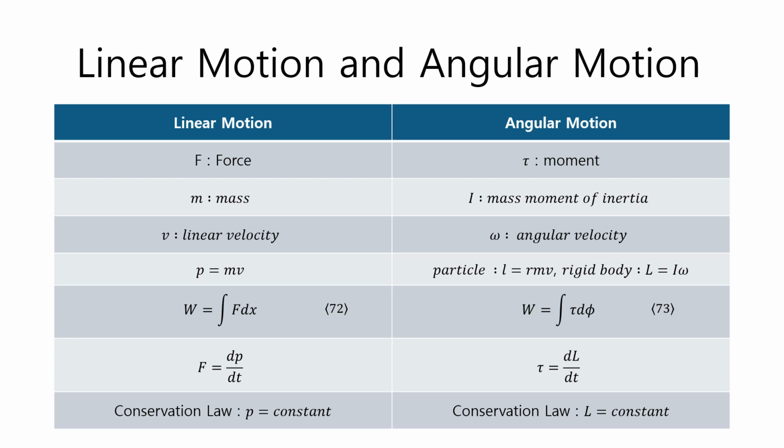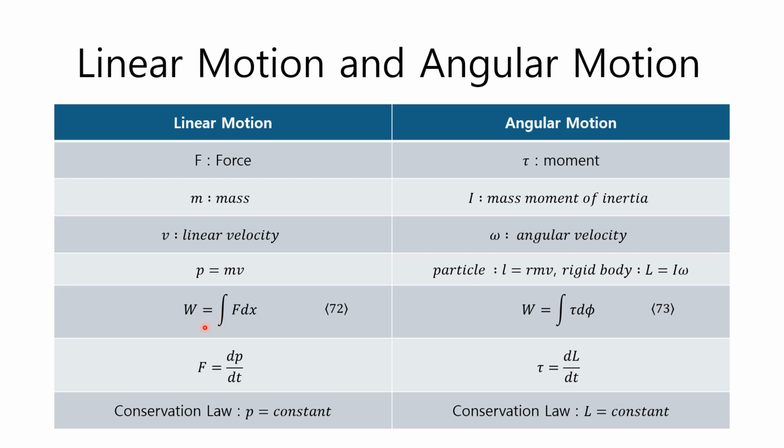The table shown here is a comparison of linear and angular motion. If linear motion uses force, angular motion uses moment. Linear motion uses mass, and angular motion uses mass moment of inertia. Linear motion uses linear velocity, and angular motion uses angular velocity. Linear momentum is mass times velocity, and angular momentum is mass moment of inertia times angular velocity.